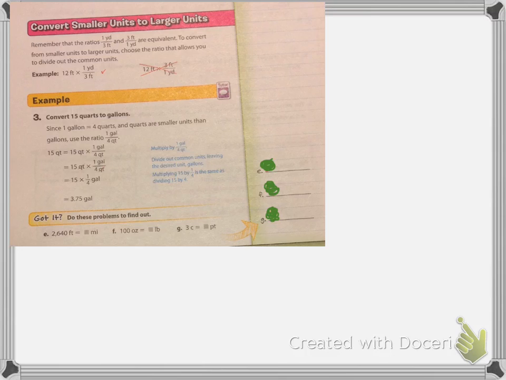All right, so now let's go ahead and take a look at converting smaller units to larger units. So for these problems, it says, remember that ratios are 1 yard over 3 feet and 3 feet over 1 yard. They're equivalent. So that's what I mentioned in the beginning of the video. To convert from smaller units to larger units, you want to choose the ratio that allows you to divide out the common units. So again, this is where that cross simplifying comes in. So you want to write that right there. And that's why I reiterated that as we were going through those previous examples. That was the reason why we were putting it opposite in the ratio.